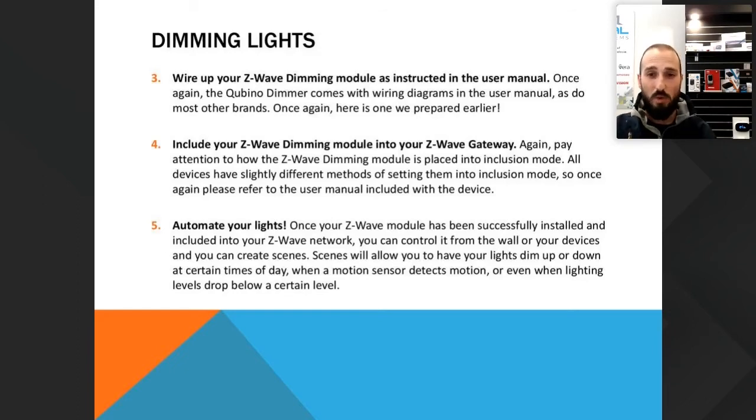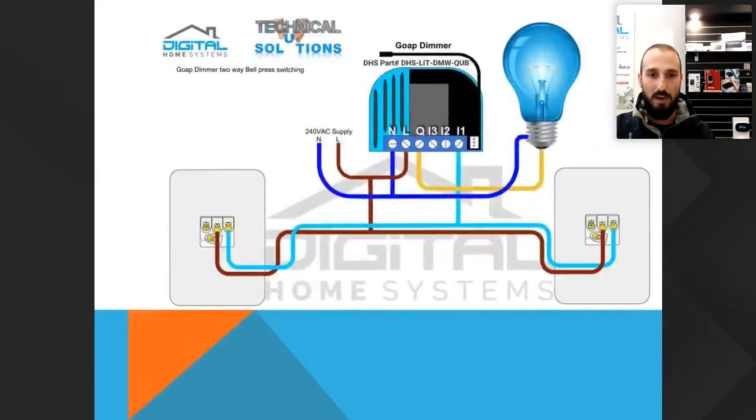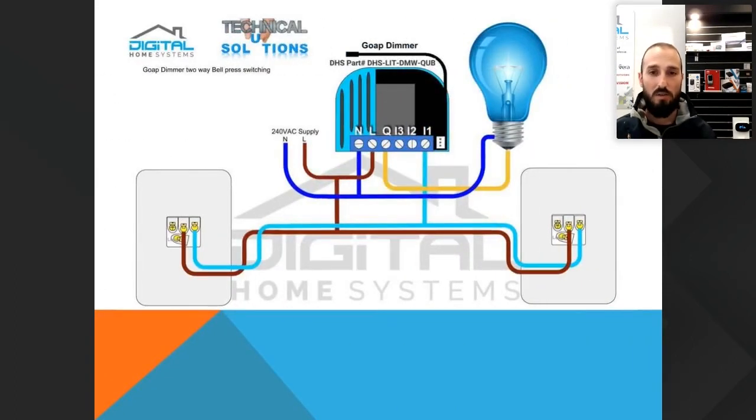And again, once you've got it included, you can automate it using voice control, using scenes, using triggers, and other devices as triggers. So there are lots of different things you can do there. And I have an image here for you as well of a dimming module this time. And as you can see, it looks very, very similar to the one that we had before. Slightly different in the way that it's set up in terms of where the wires go. So just pay close attention to that.